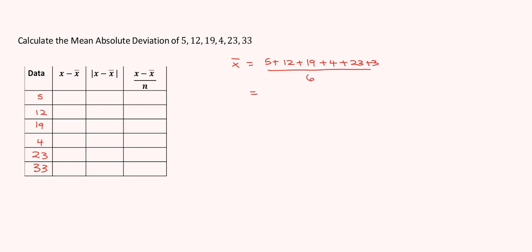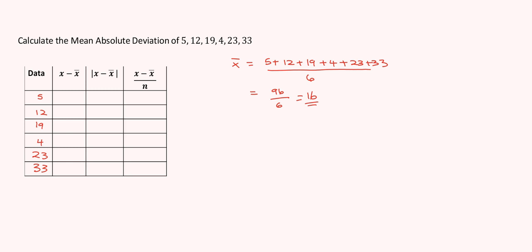So what we have here is 5 plus 12, that's 17, plus 19, we have 36, plus 4, we have 40, plus 23, we have 63, plus 33, we have 96. So 96 divided by 6, which is 16. So our mean of this distribution is 16.